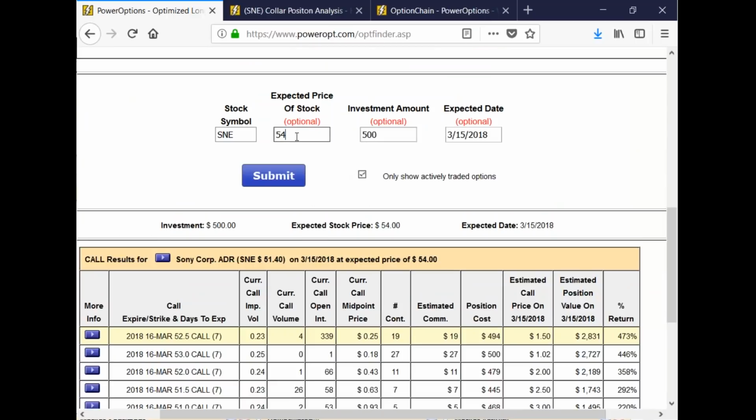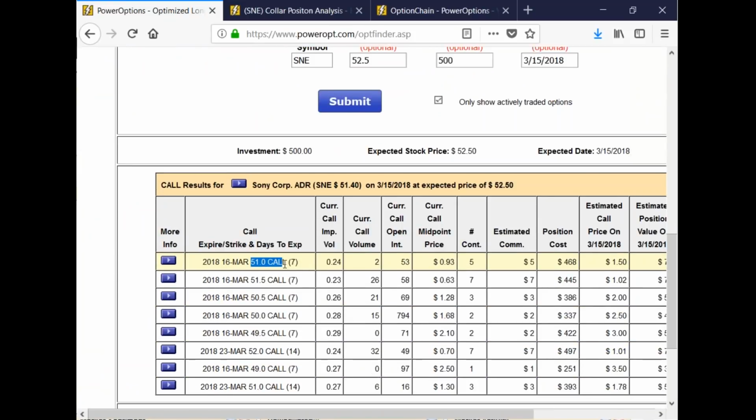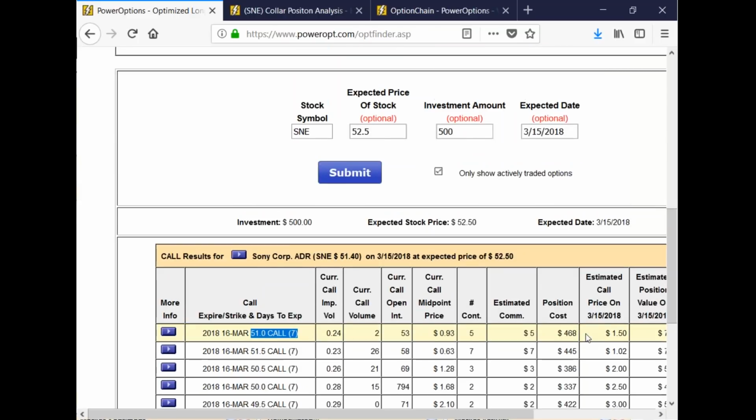And if you expect a small move, again, 52.50, 52.10, you're going to be looking at in-the-money options. At to slightly in-the-money options are going to give you the best return. If you're expecting a bigger move, it's going to be out of the money. That's the only way to answer that question.